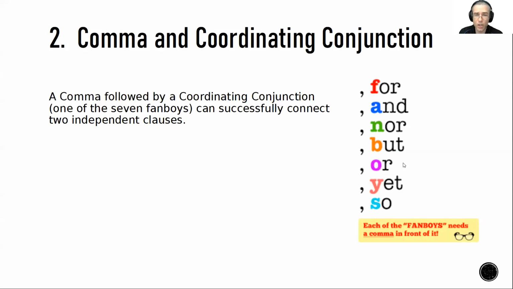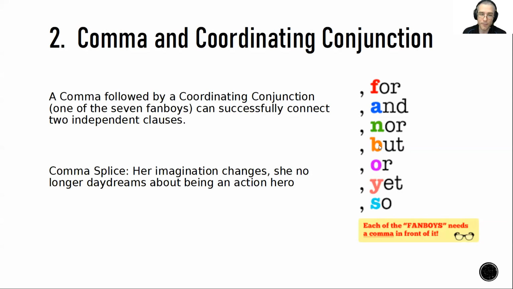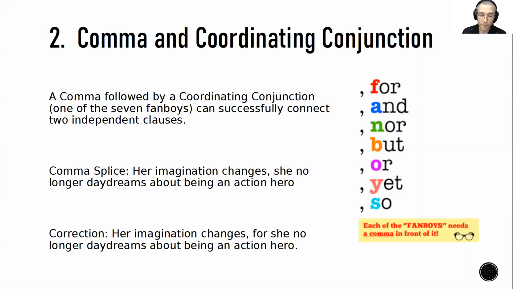Use a comma and a coordinating conjunction: for, and, nor, but, or, yet, or so. A comma followed by a coordinating conjunction, one of the seven FANBOYS, an acronym for those different coordinating conjunctions, can successfully connect two independent clauses. Example, a comma splice: her imagination changes, she no longer daydreams about being an action hero. A correction: her imagination changes, for she no longer daydreams about being an action hero. Or, so she no longer daydreams about being an action hero. Those two conjunctions imply a different meaning.